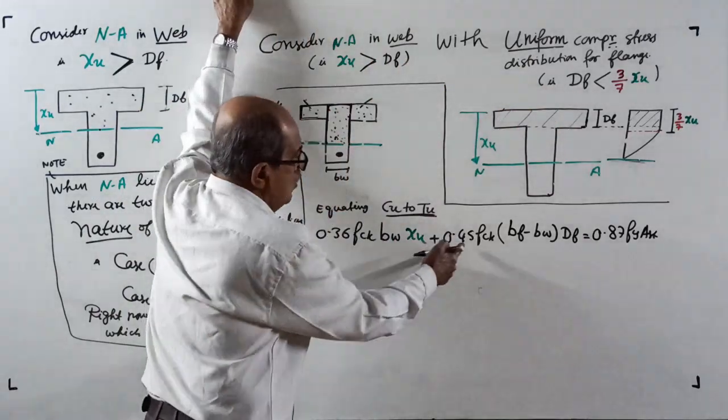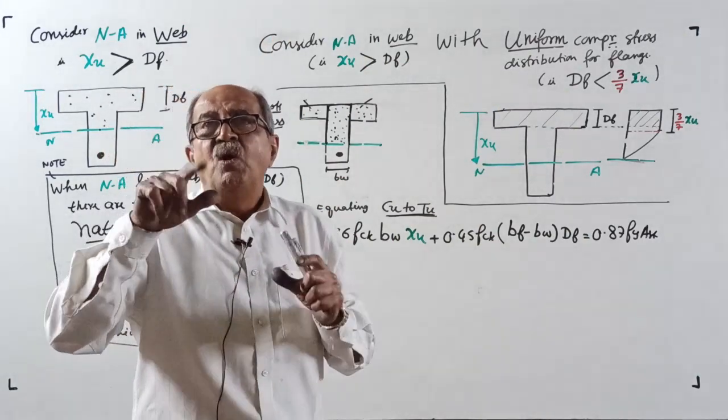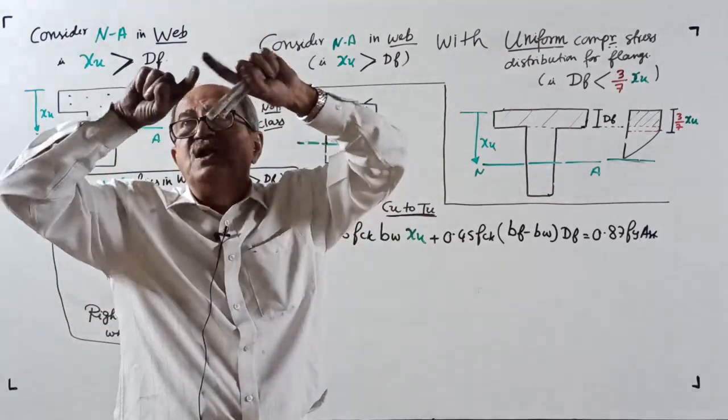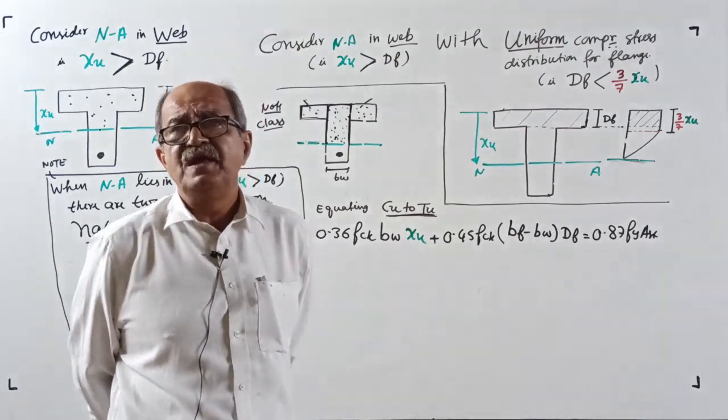Now, how I got it, you don't bother. I will tell once again: 0.36 fck into bw into xu plus 0.45 fck into bf minus bw into Df equal to 0.87 fy into Ast. Equate Cu to T.